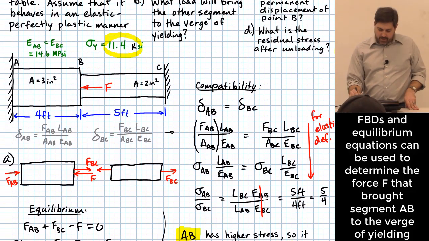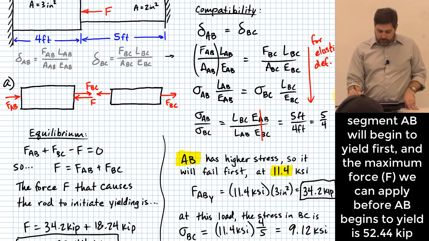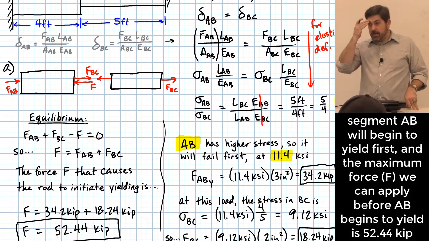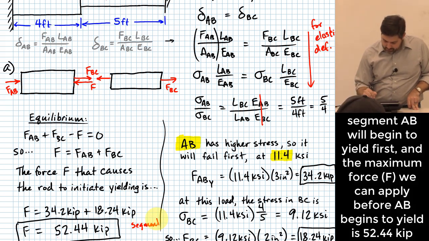All right? Any questions yet for that? So which segment will yield first and at what load? We just said at a force of 52.44, segment AB, right? Maybe I'll put that to the side. Segment AB on the verge of yielding.